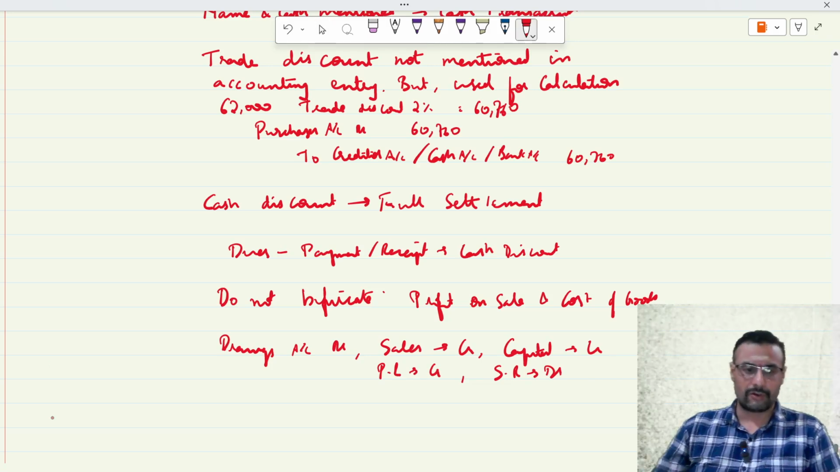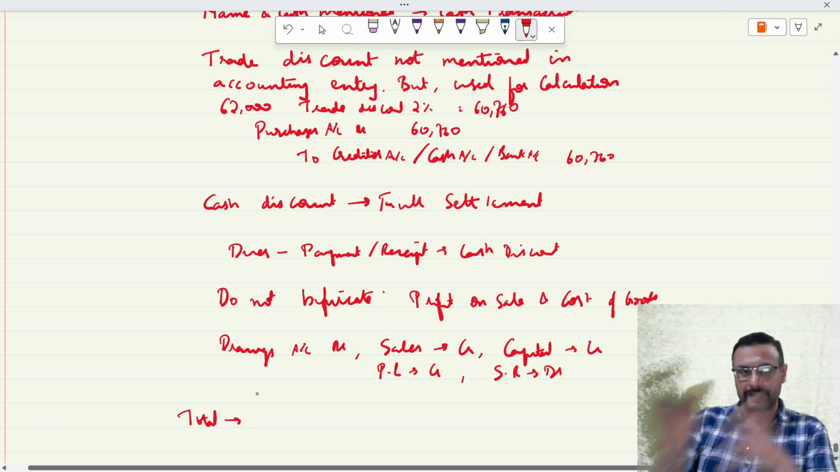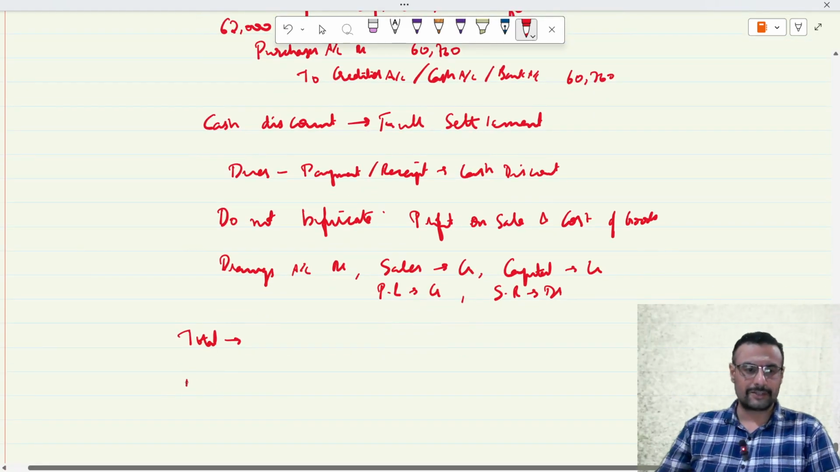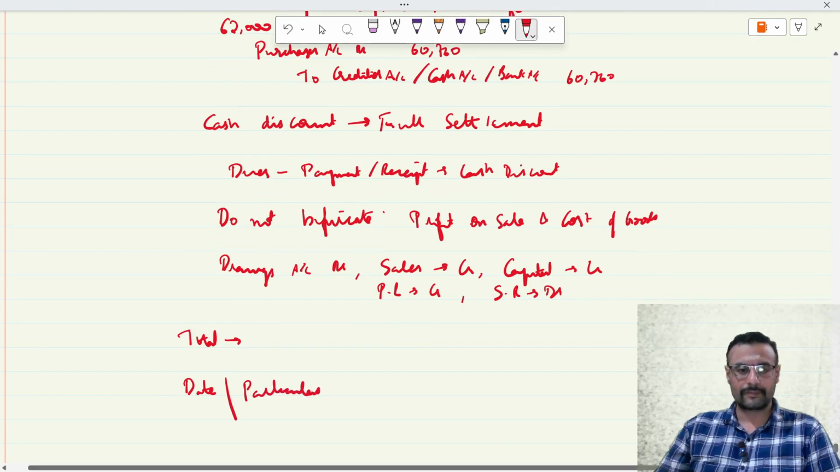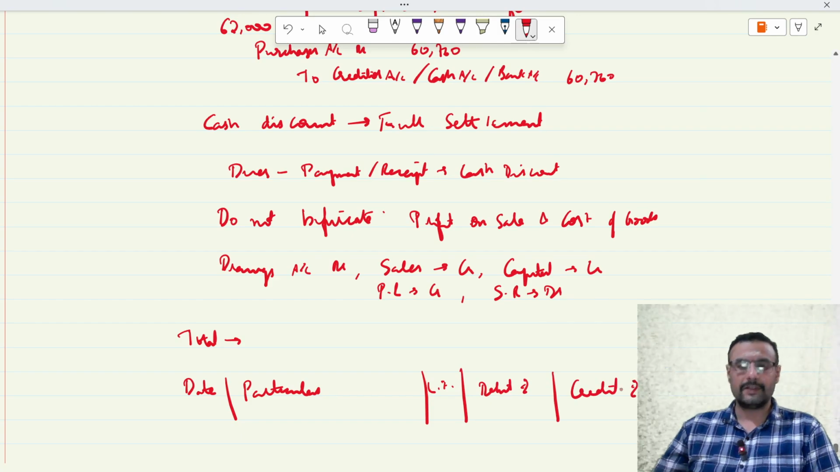But in the end, do not forget to write total. Many students lose marks for this. And if the problem is extending to a second page, then on the second page also the first line should be dedicated to date, particulars. You should write this on each page: LF, debit rupees and credit rupees. You should write the entire thing, even on the next page.